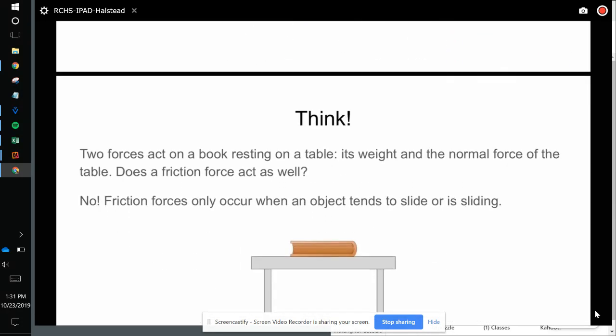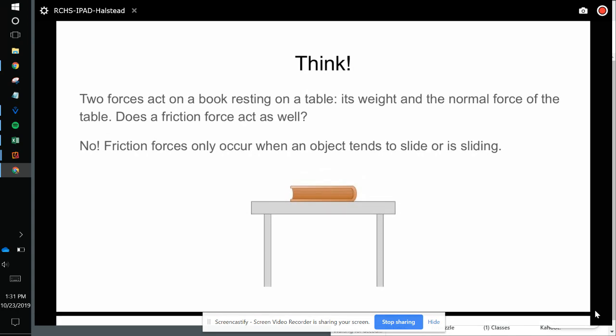All right. Now, when we have two forces that are acting on a book at rest on a table, say we have its weight, mass times gravity, and then we have the normal force upward. If I'm not pushing this book at all, it's just sitting there on the table, do we have any friction? Your answer should be no. All right, the friction forces are only occurring when an object tends to slide or is sliding.